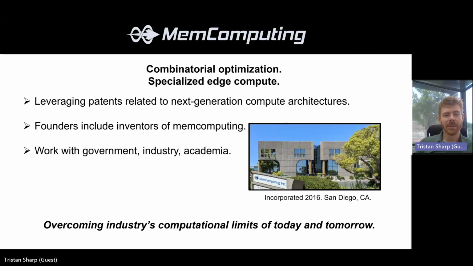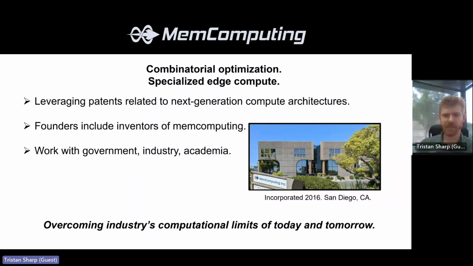First, about the company, we leverage patents related to next generation compute architectures, primarily for combinatorial optimization and edge compute applications. Originally, the founders were doing academic research on unconventional computing at the University of California, San Diego, and spun this off into the company in 2016, and we're still located in the San Diego area. We've done work with government, industry, and academia.